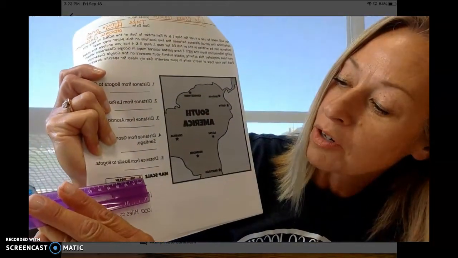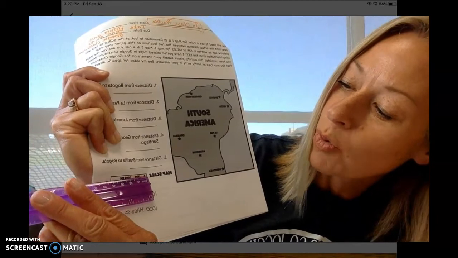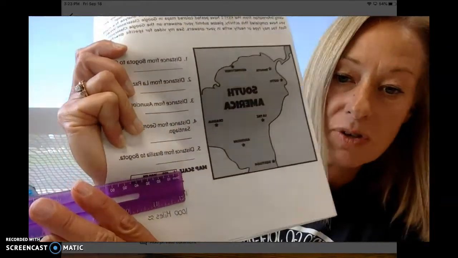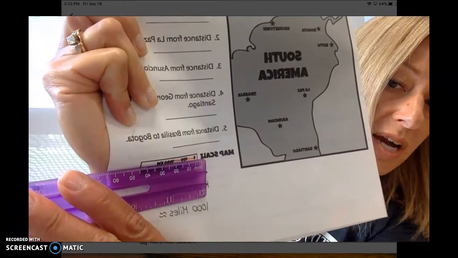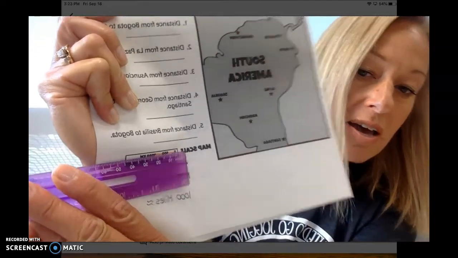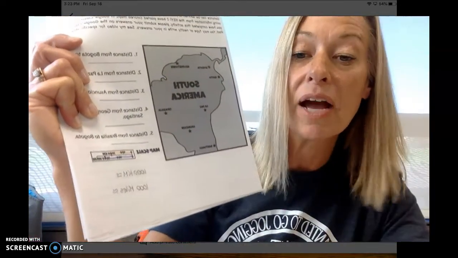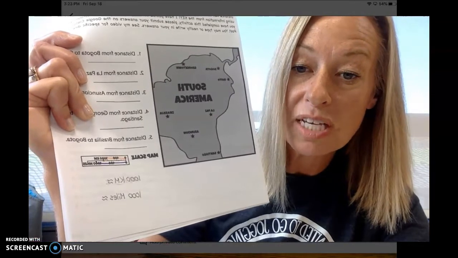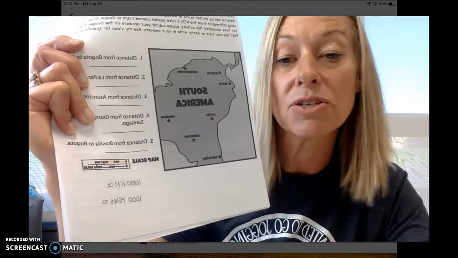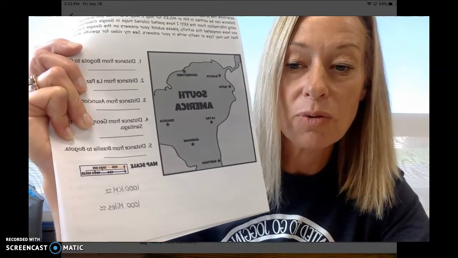So if I go from 0 to the end, it's about 23. You can see real close up. It's 23 on my ruler. Okay, so then down here, I can write 1,000 kilometers equals 23 millimeters. Okay, so that's what I will write down below.